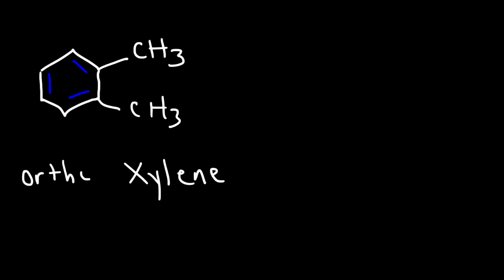Now let's move on to naming disubstituted benzene derivatives. So we saw that if we have one methyl group, it's called toluene. What if we have 2 methyl groups attached to a benzene ring? How is the name going to be different? If you have 2 methyl groups attached to a benzene ring, it's going to be called a xylene. Now this specifically is known as ortho-xylene. It's also called 1,2-dimethylbenzene.